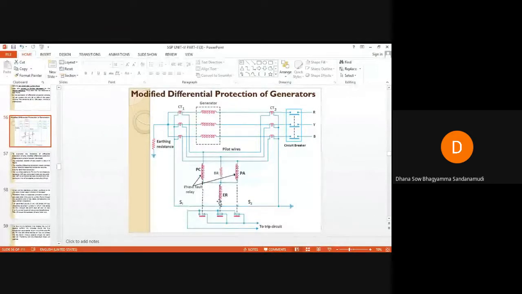That means if an earth fault occurs here, only this earth fault relay will operate. If a phase fault occurs, PC and PA will operate. If an earth fault occurs, ER will operate.